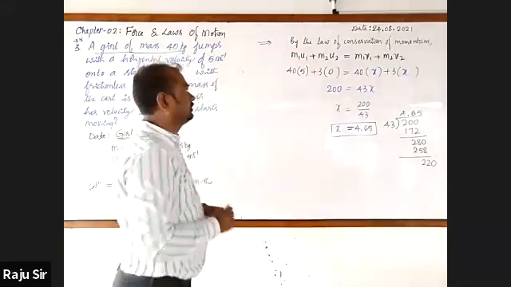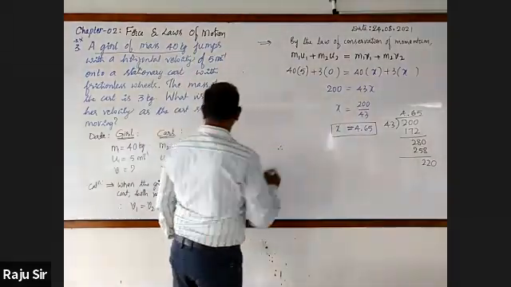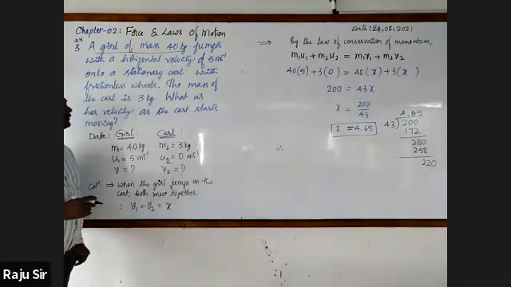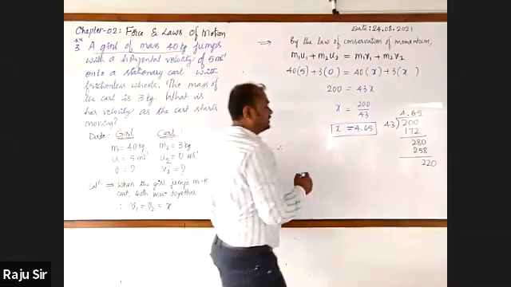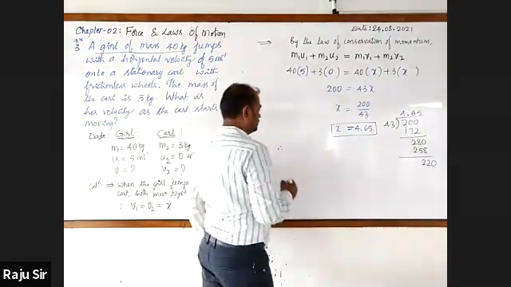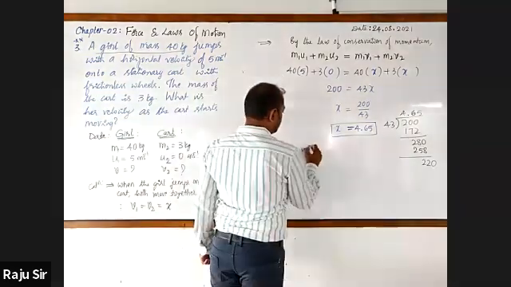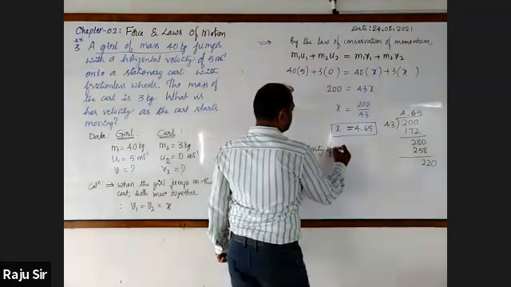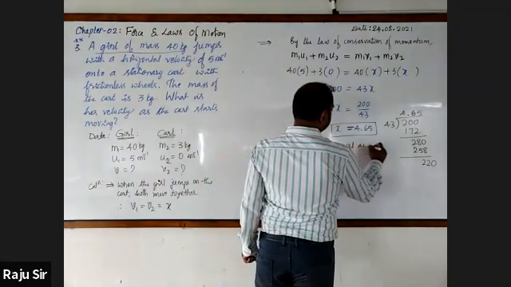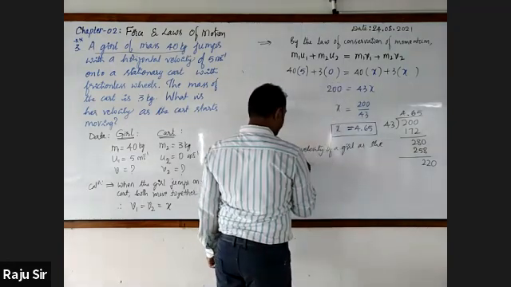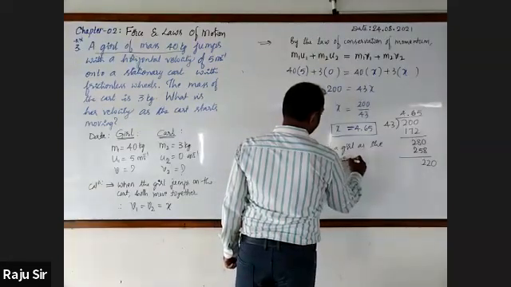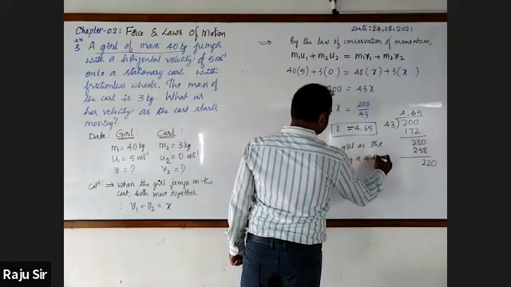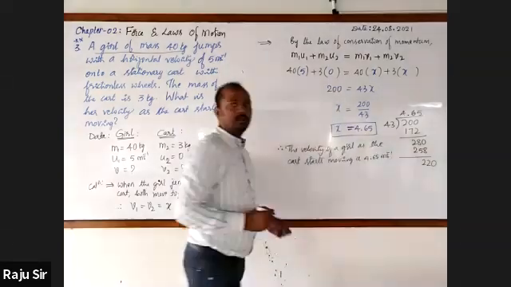Write that in the conclusion. Therefore, the velocity of the girl as the cart starts moving is 4.65 meters per second.